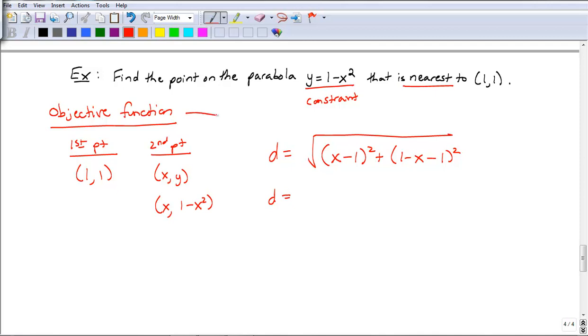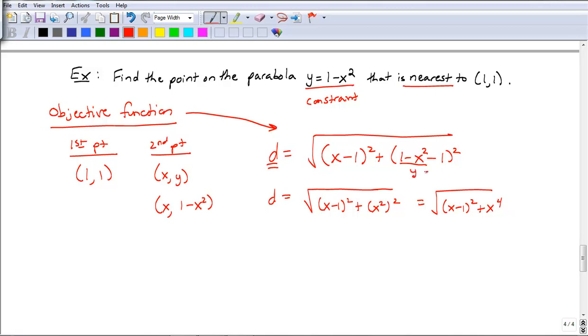And so the objective function I get is the square root of (x minus 1) squared plus, notice y is 1 minus x squared, so I replace it with 1 minus x squared, minus 1, all squared, which is x squared squared. That's the square root of (x minus 1) squared plus x to the 4th. So I found my objective function, which was the distance, except I replaced y with 1 minus x squared. And so my objective function is ((x minus 1) squared plus x to the 4th) all to the 1/2 power, because that's what the square root is.